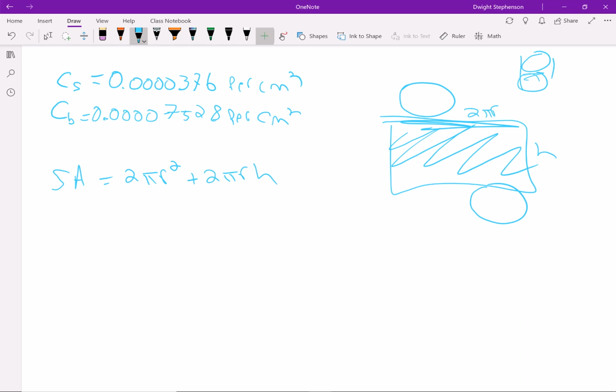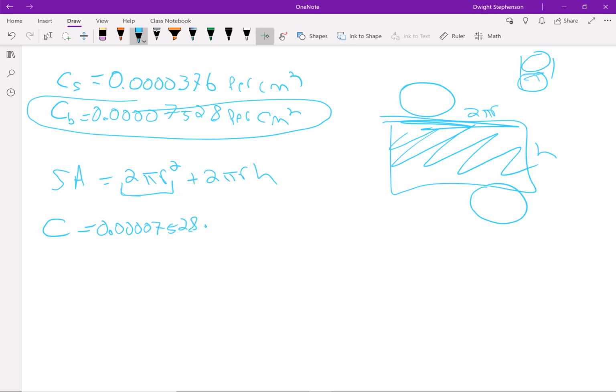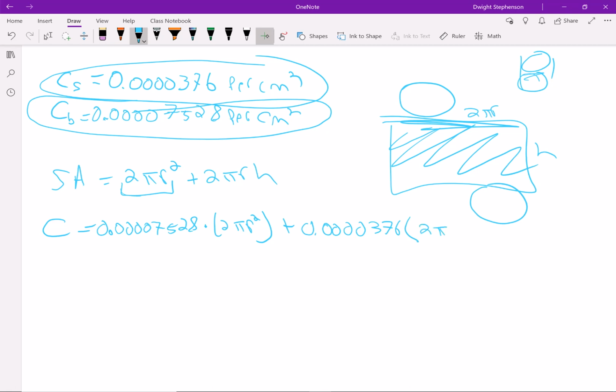The only difference between this and the cost function is that for the cost function you multiply each piece by how much it costs, right? So remember the base costs this much. So the cost function is 0.0000758 times 2 pi r squared, and then plus this is the cost for the side, so plus 0.0000376 times 2 pi r h.